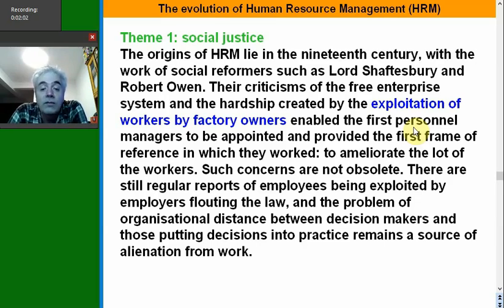to ameliorate the lot of the workers. Such concerns are not obsolete. There are still regular reports of employees being exploited by employers flouting the law, and the problem of organizational distance between decision makers and those putting decisions into practice remains a source of alienation from work. So this is always a battle, right?